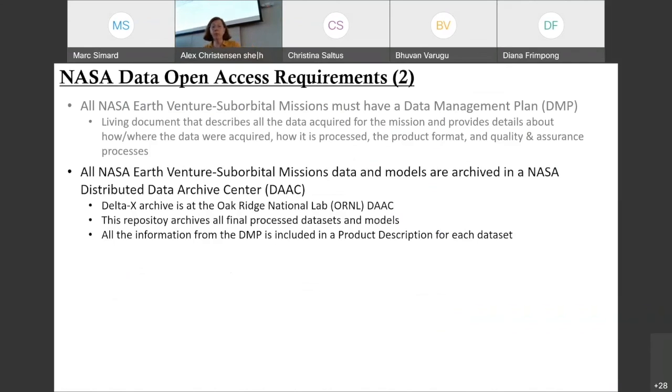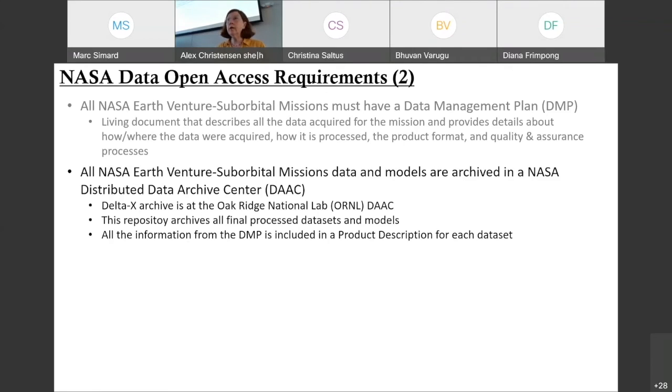I've talked about the open data access requirement. The other requirement is that all of this data be archived. And so to make these standardized, they are archived in one of the NASA Distributed Data Archive Centers. The Delta X is archived at the Oak Ridge National Lab DAAC, and this repository will archive all of the final process data sets and models.